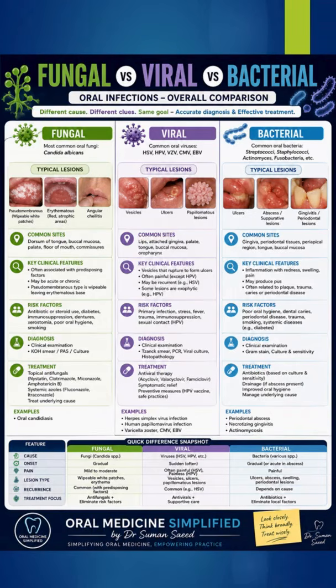Now, if the lesion does not wipe off, shift your thinking. If you see vesicles that rupture and form ulcers, especially if they are painful or recurrent, then you're most likely dealing with a viral infection like herpes. And if instead of ulcers you see papillomatous or warty growths, then think of HPV. So for viral lesions, you're looking for either vesicles turning into ulcers or exophytic growths.